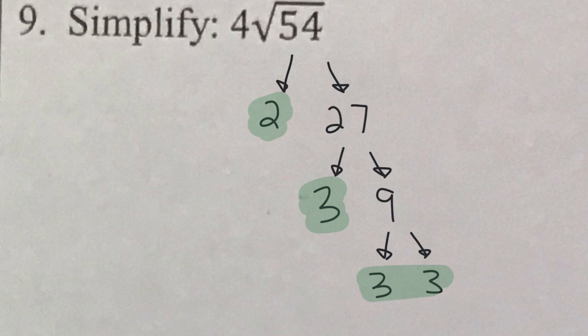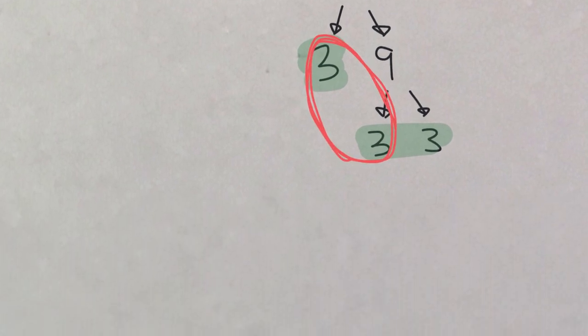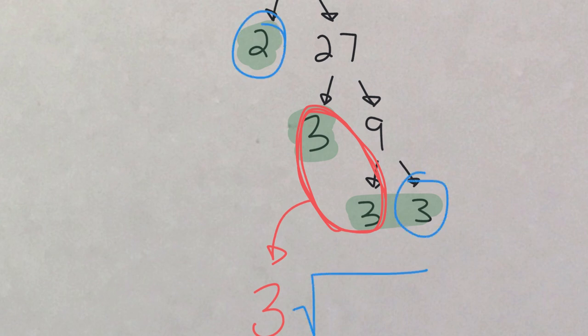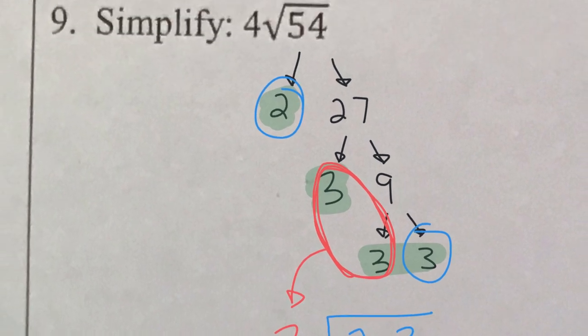So I'm looking for the pairs. How many pairs of 3s do you see? There's one pair of 3s, and then you have an extra one. So this pair of 3s gives you one 3 on the outside of your radical. This is the first time that we've had two numbers that didn't have pairs. So the 2 doesn't have a pair, and that third 3 doesn't have a pair either. So both of those numbers stay underneath your radical, and we multiply them together always.